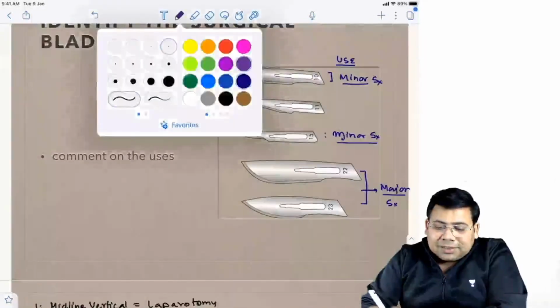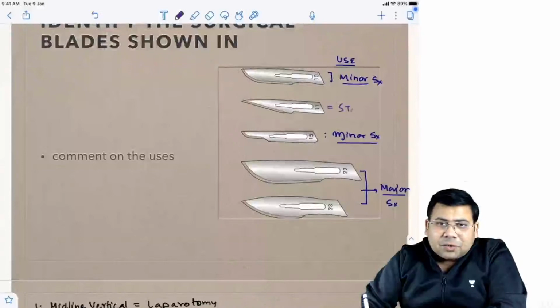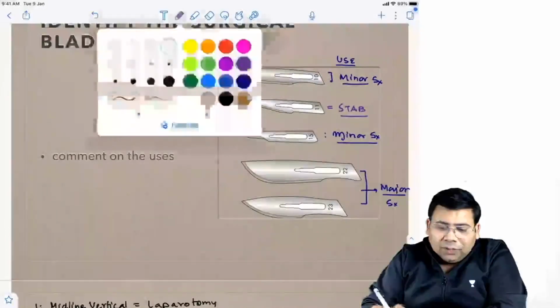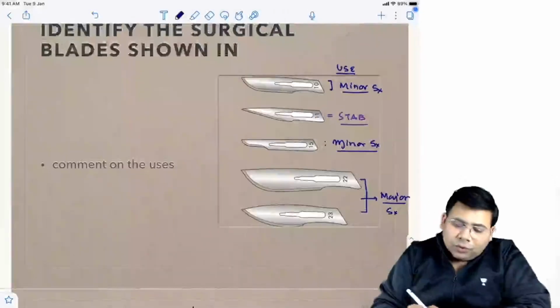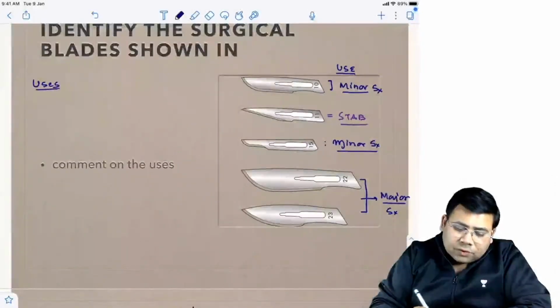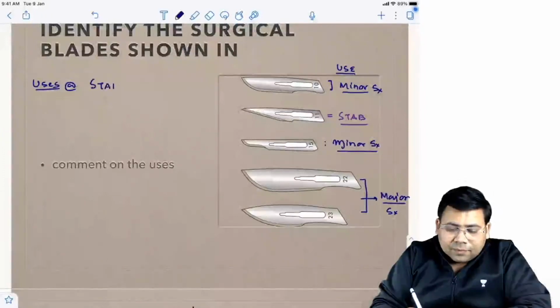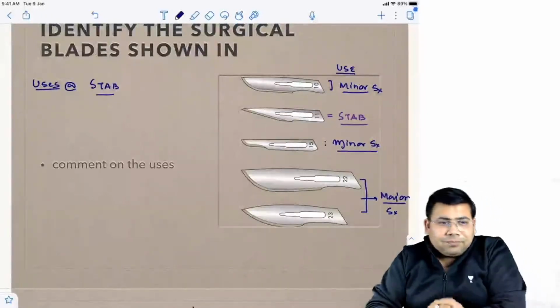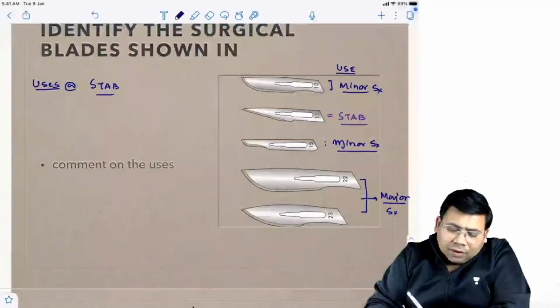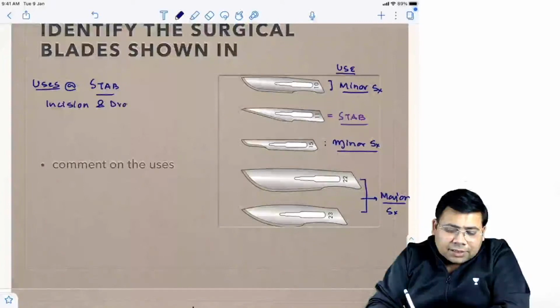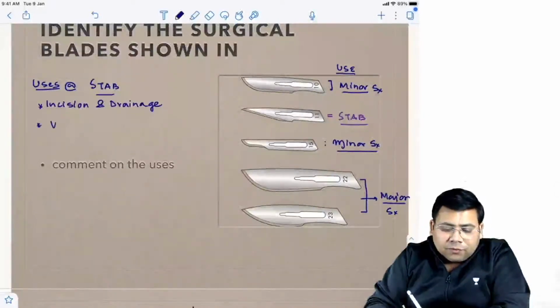Now, what is this blade known as? This is known as a stab. When we talk about the stab, what are the uses of stab? They are very simple. Incision and drainage, point number 1. The next very important thing is you can use it for venotomy. So vein puncture, venotomy or arteriotomy.